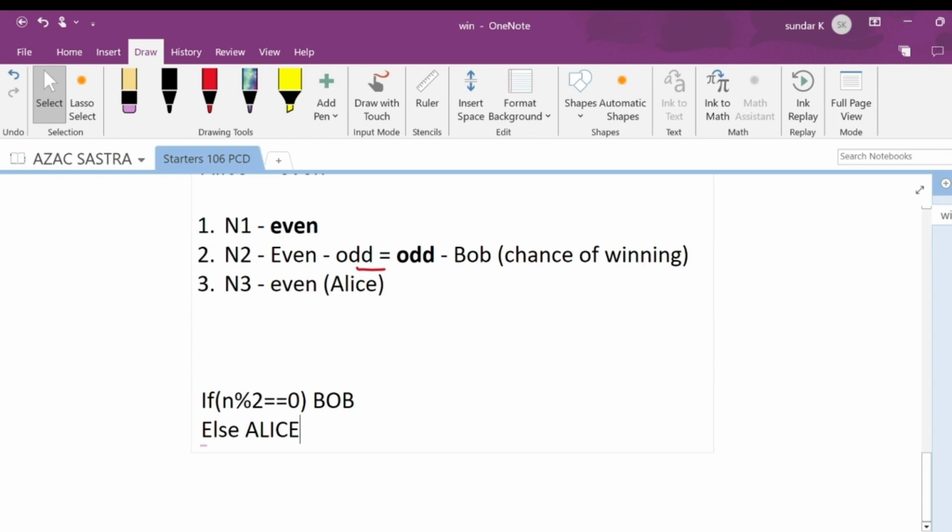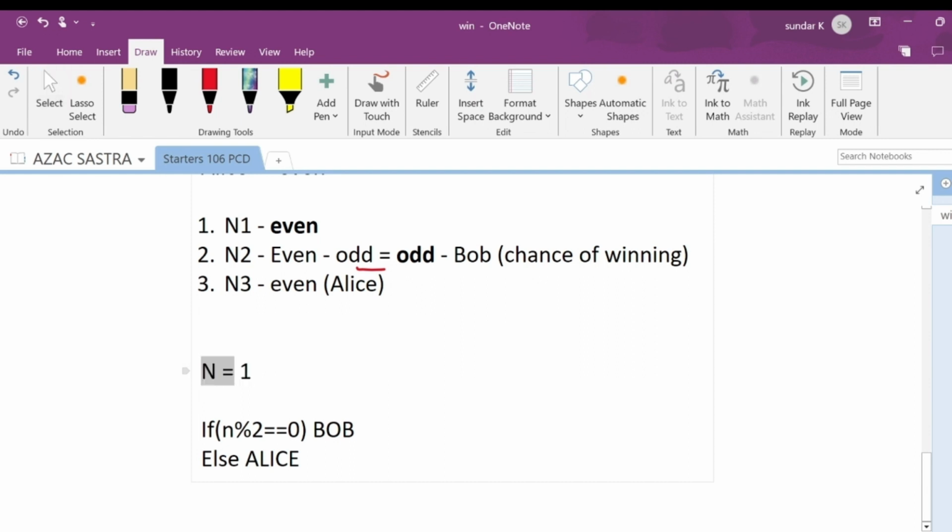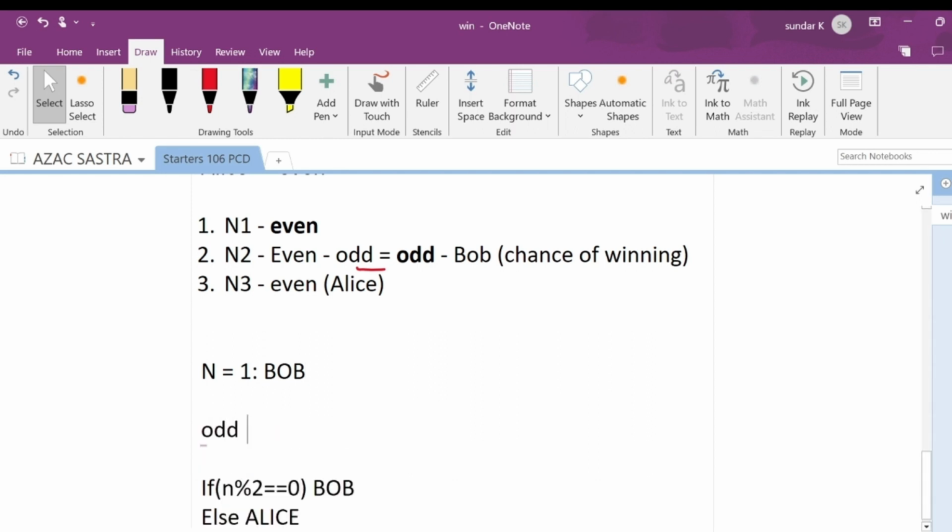Now there is a small edge case. What will we do when the given value of n is 1? Whenever Alice has an even number, she'll lose, which means that whenever she gets an odd number, she will win. But in the case of n being 1, there is no odd prime factor of 1 which can be subtracted from it. So even in this case, Bob has to win. What I'm trying to say is, whoever starts with an odd number will win, and whoever has an even number will lose.